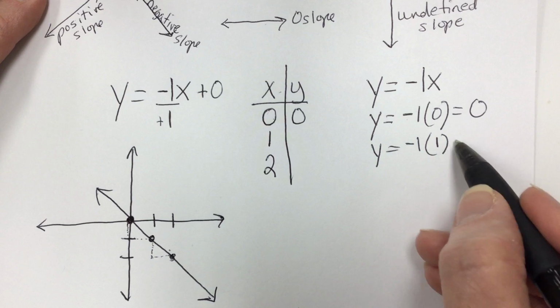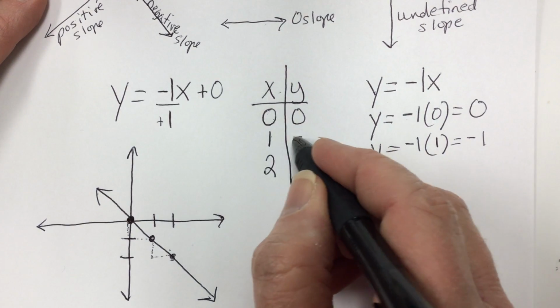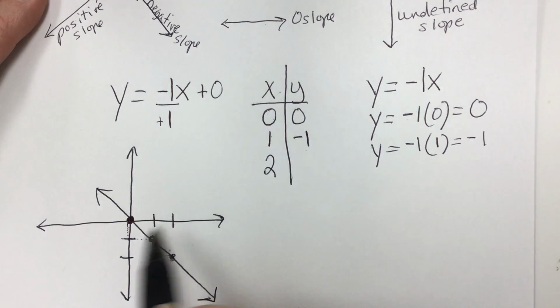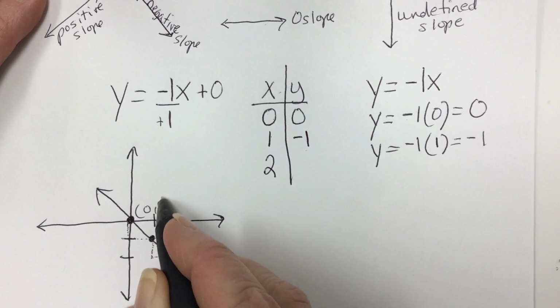So negative 1 times 1 gives you negative 1. So when x was positive 1, y was negative 1. Notice there's the same point. Positive 1, down 1. That's the same point right here. There's my point 1, negative 1. This was my point 0, 0.